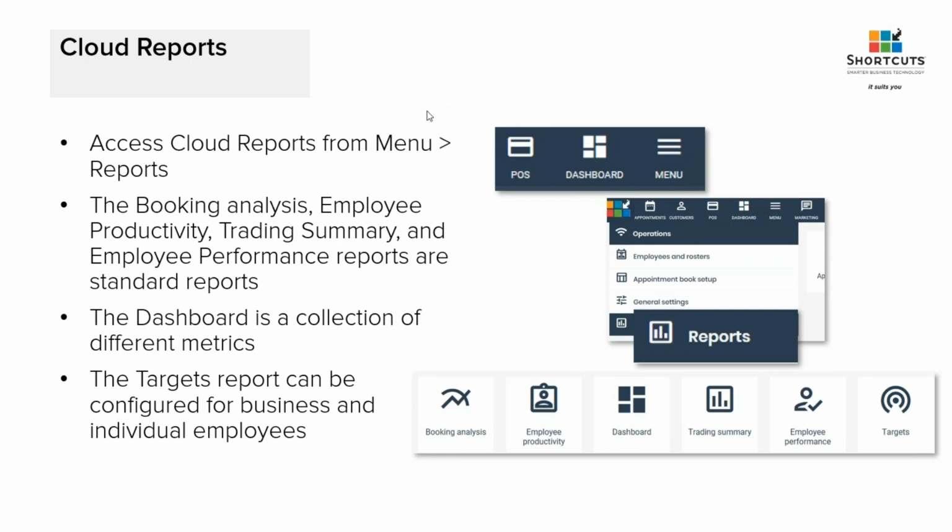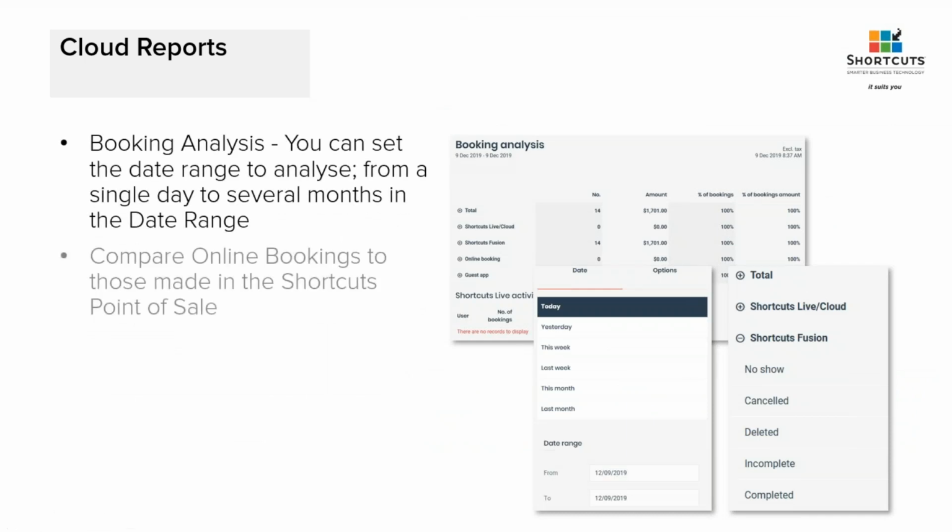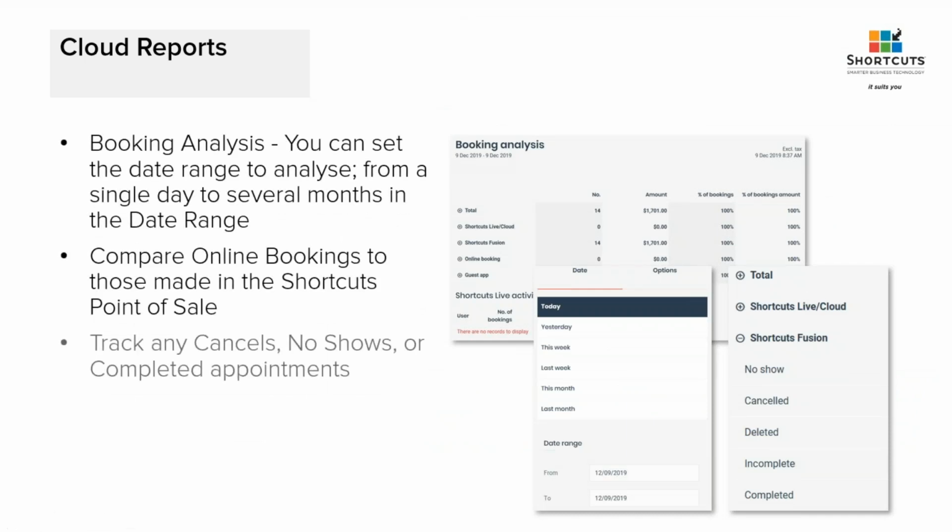Let's take a look. So on these reports, booking analysis. For any of these reports, usually you can set a date range. Single day, several months. If you're a multi-site chain, you can actually compare multiple sites worth of information or decide to break it down to just individuals.